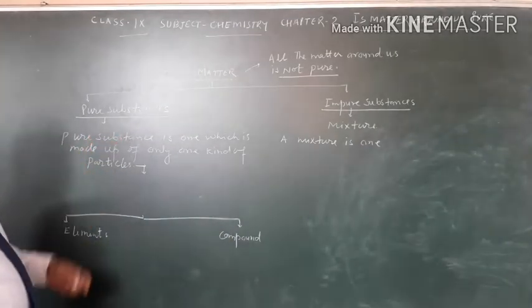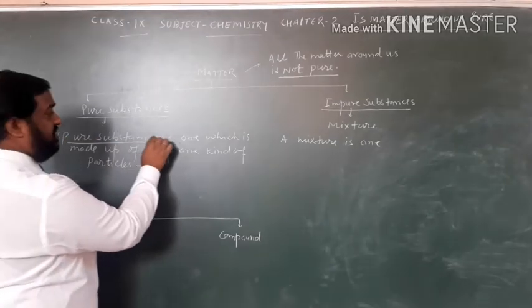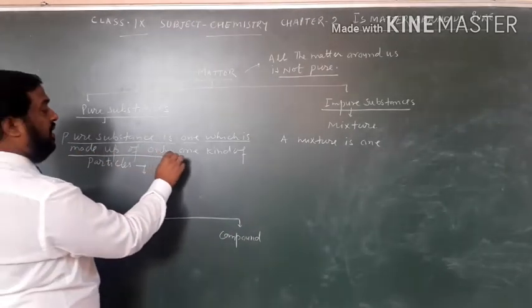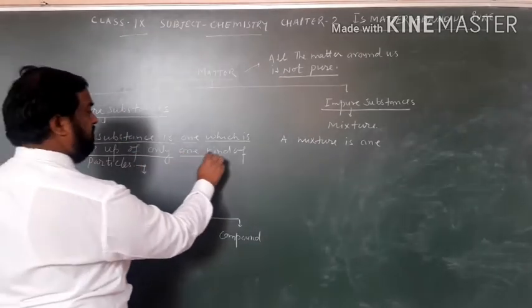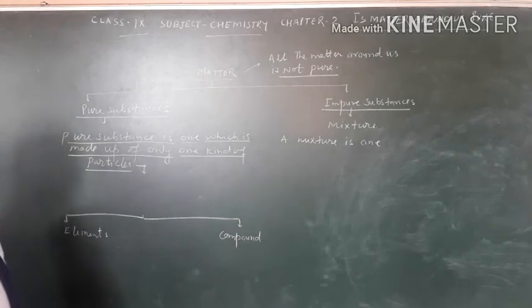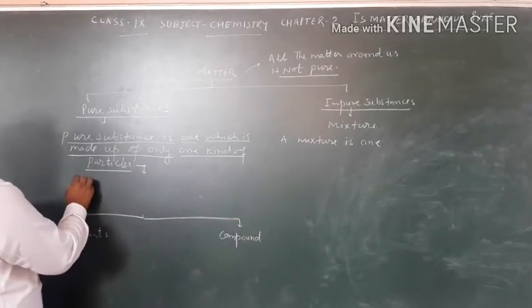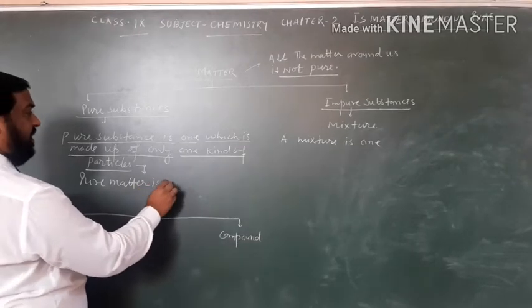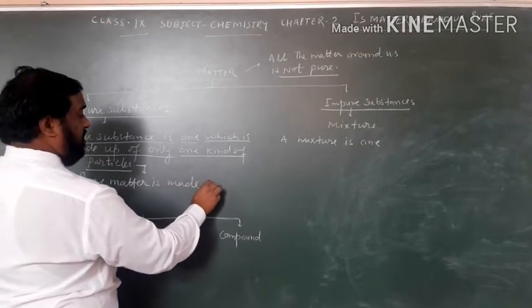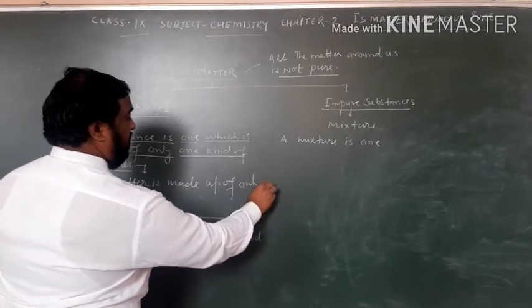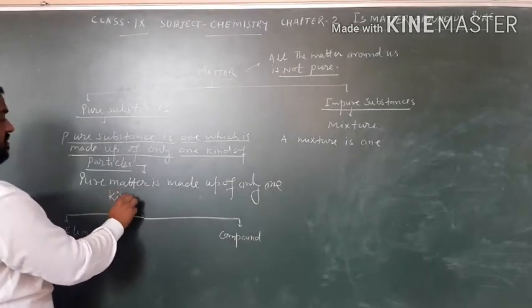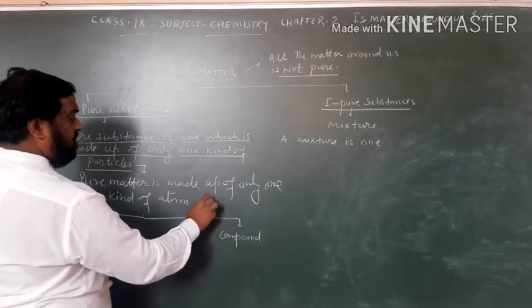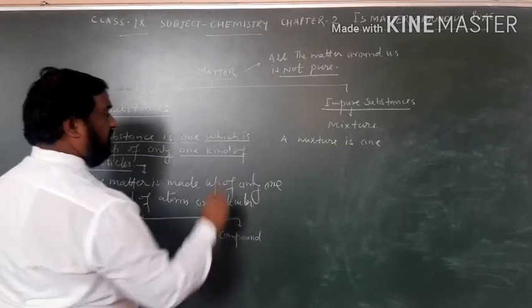Now, a pure substance is one which is made up of only one kind of particles, or in other words, pure matter is made up of only one kind of atoms or molecules.